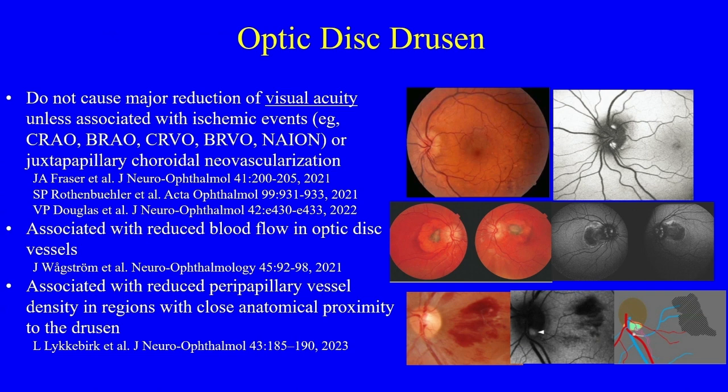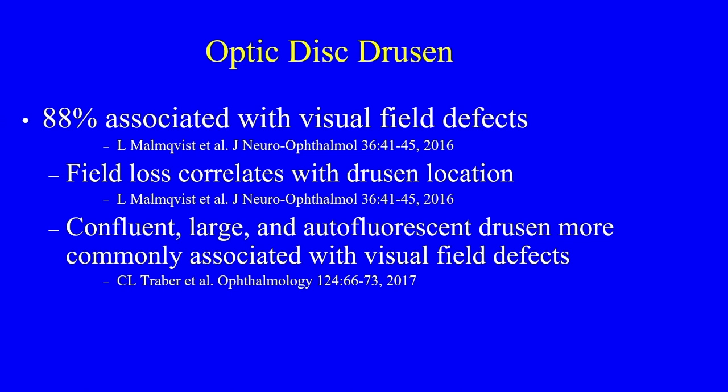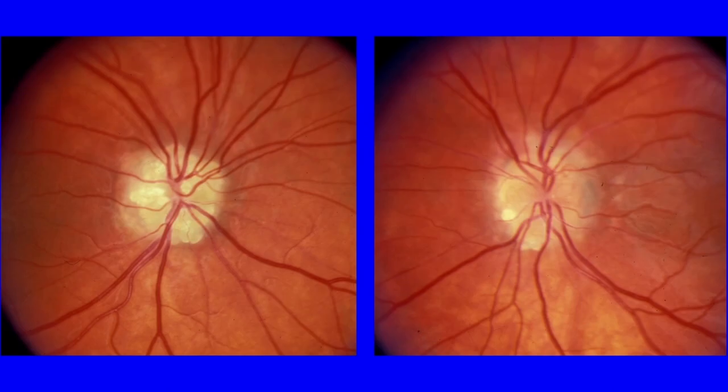These drusen do reduce blood flow in the optic disc vasculature, and on OCTA, you can see a reduced peripapillary vessel density. 88% of drusen, whether visible or not, are associated with visual field defects. It used to be thought that the field defect did not correlate with the position of the druse, but in fact it does. The larger the druse are, the more extensive they are, the more likely they are to be associated with an extensive visual field defect.